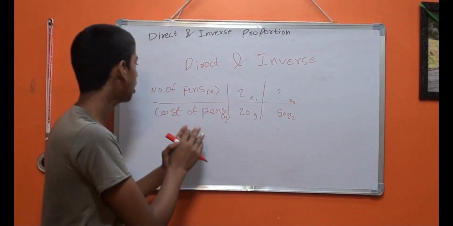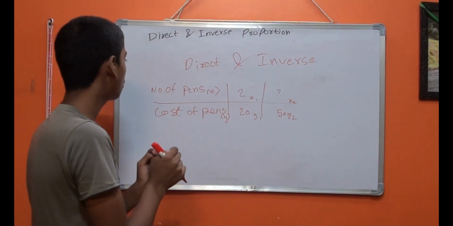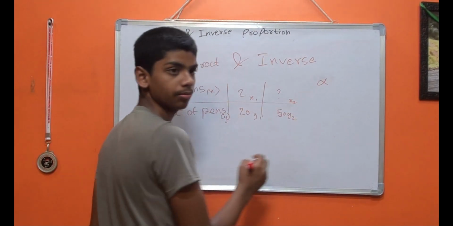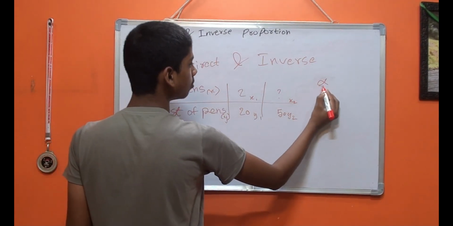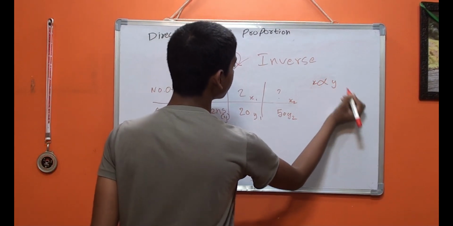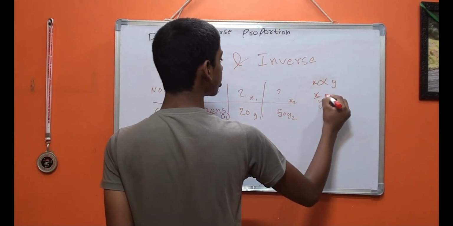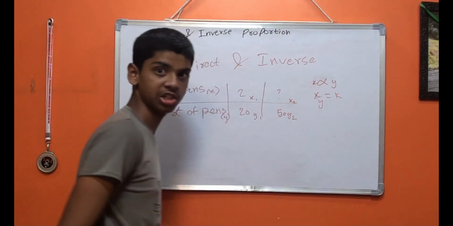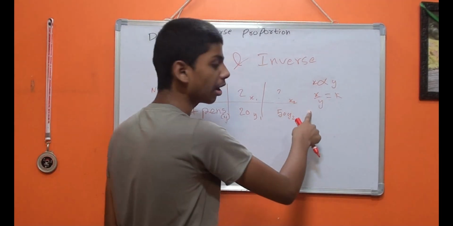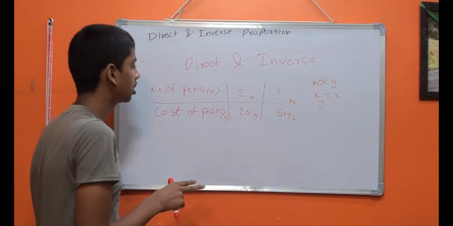Friends, now let's see a place where we use direct proportion. By the way, the formula for direct proportion: the symbol for is proportional to is this one. This is the proportional symbol, and here x is proportional to y. Also x by y equals k, where k means a constant. These two are unknown values. x by y means an unknown value by another unknown value gives a constant as the result.